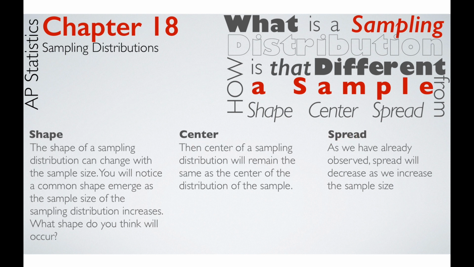Spread. Spread is a consistent situation. As we increase our sample size, we're going to be decreasing the spread, right? We kind of already talked about that. As sample size gets larger, spread gets smaller. And you can see that in the formulas as well.